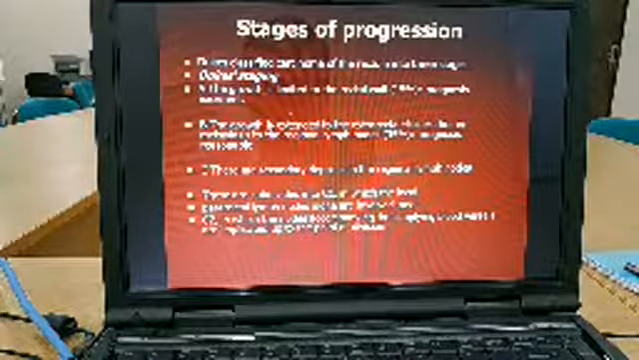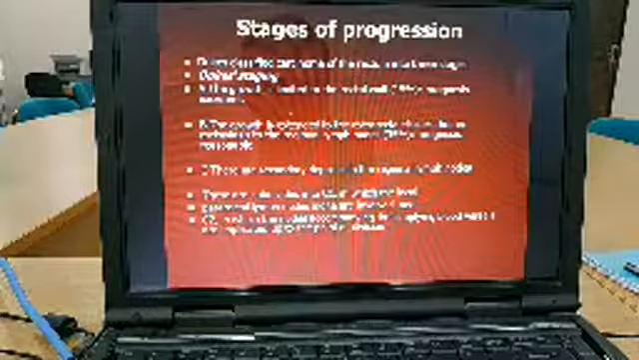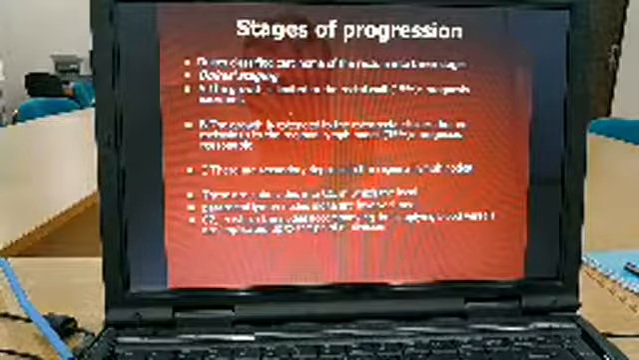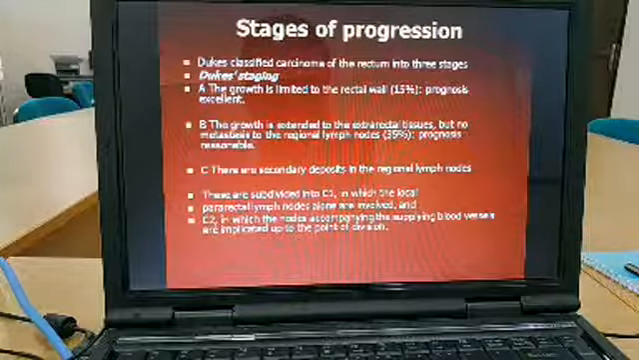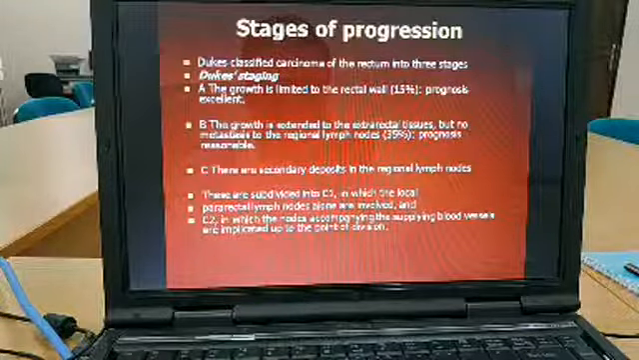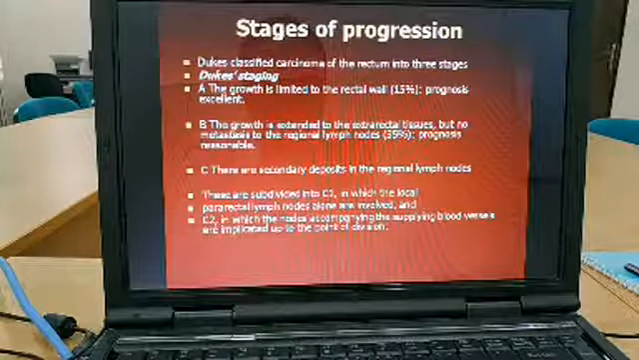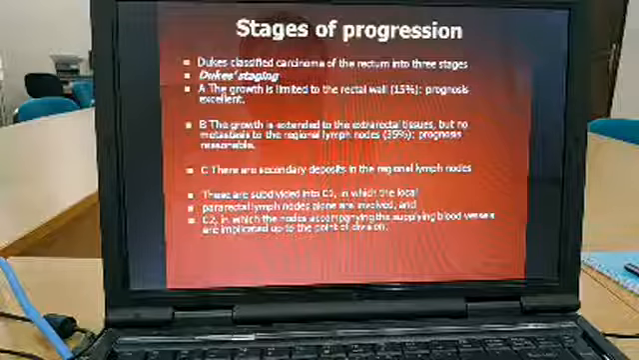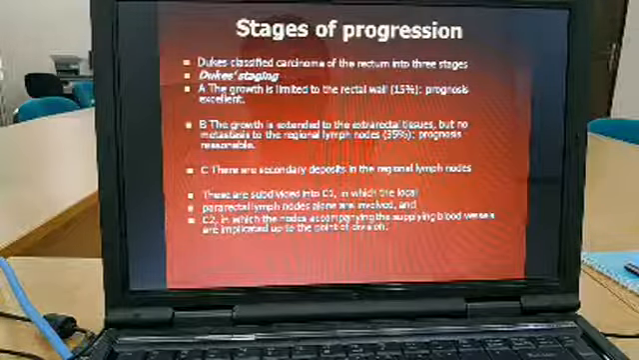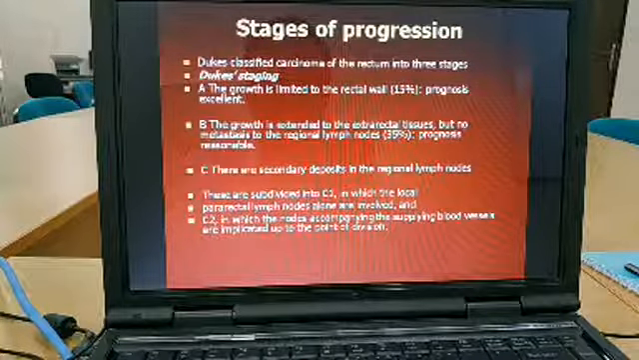Again, stage C is divided into C1 and C2. What is C1? In C1, the local pararectal lymph nodes alone are involved, and in C2, the lymph nodes accompanying the supplying blood vessels are implicated up to the point of division. So this is very, very important.